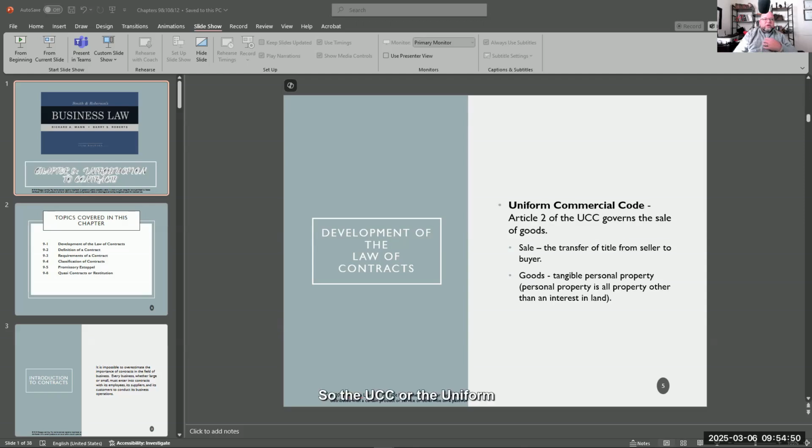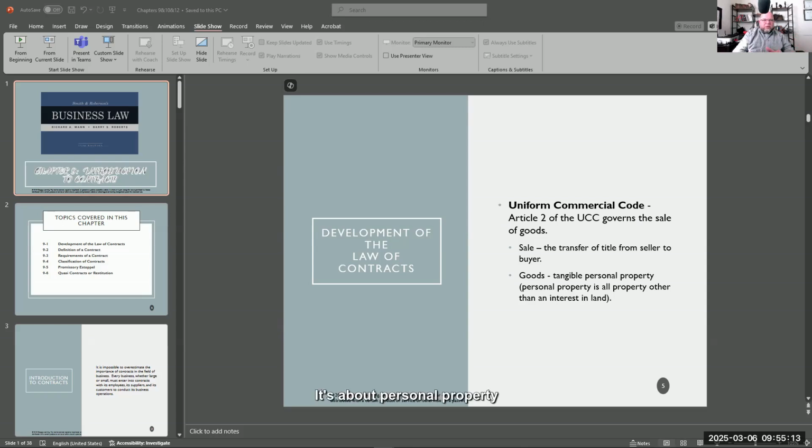So the UCC, or the Uniform Commercial Code, specifically Article 2, is the one we're going to deal with and talk about, and the one that you'll be tested on. It is about the sale of goods. Simply and only about the sale of goods. It doesn't cover contracts for property or any type of real property like that. It doesn't cover a lot of those things.